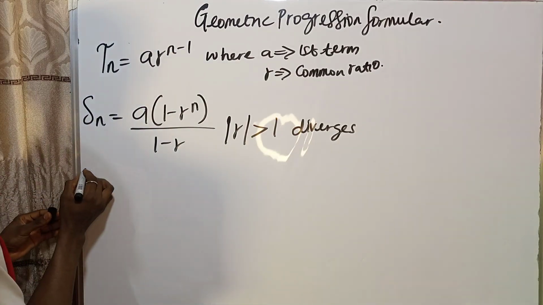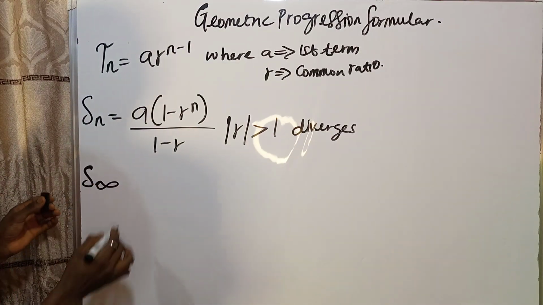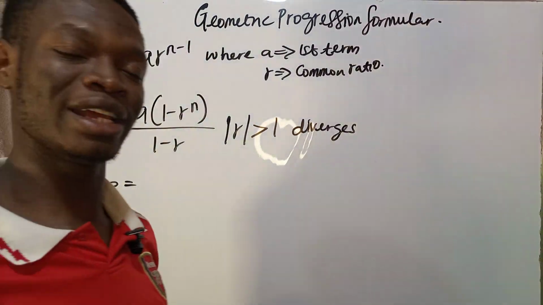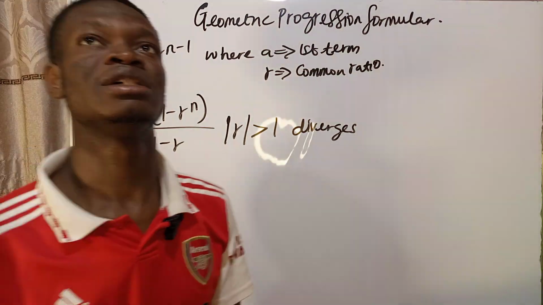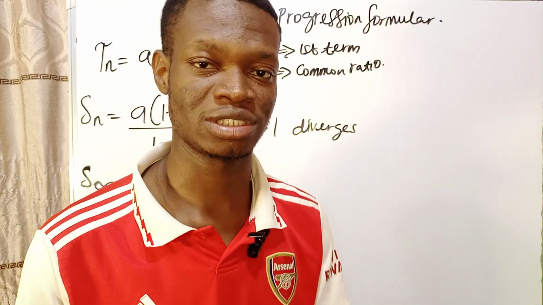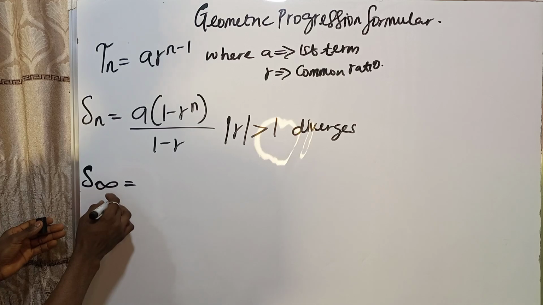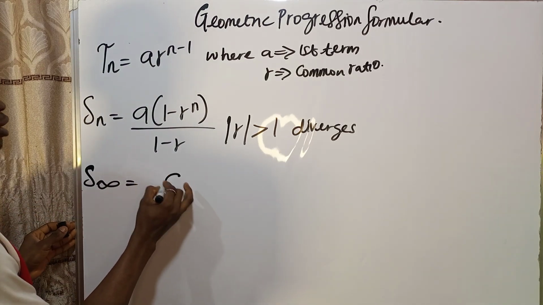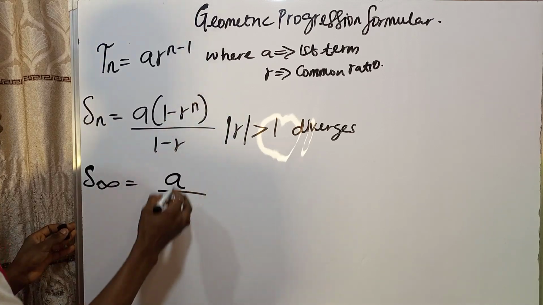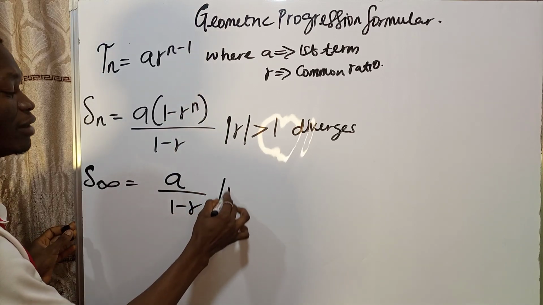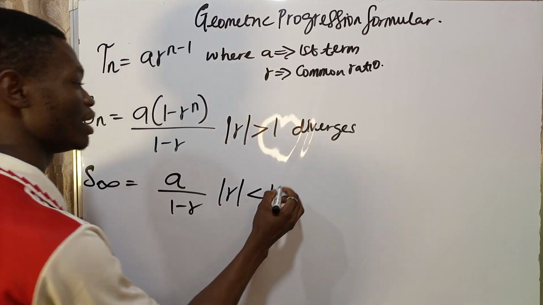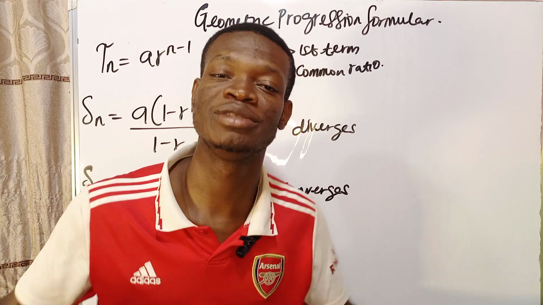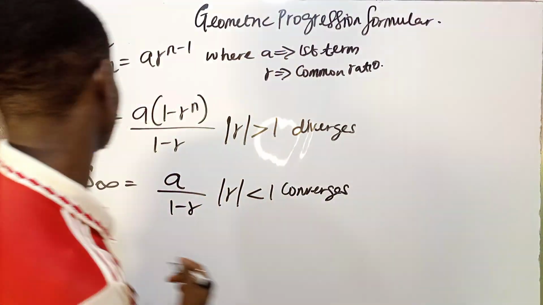So now S infinity, that's for infinite terms, ad infinitum, forever and ever. Infinite means something that we don't know the end. You understand? So for S infinity, the formula will give us what? a over 1 - r, it's still the same thing, but just remove the 1 - r^n. And if the absolute value of r is less than 1, the series converges. Converge means to come together. You get?